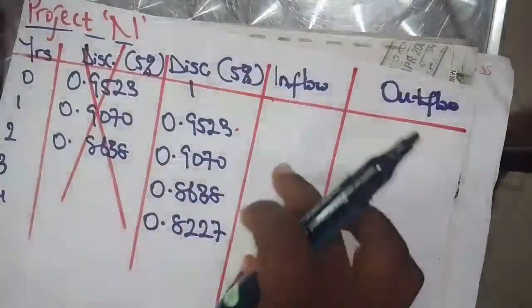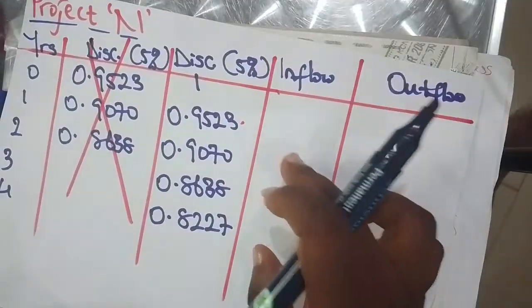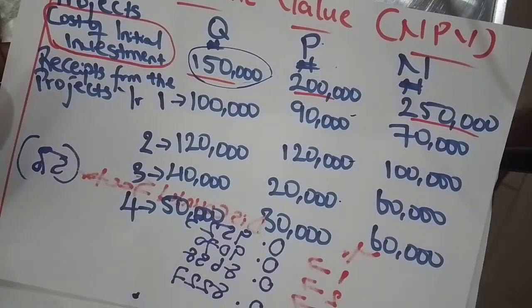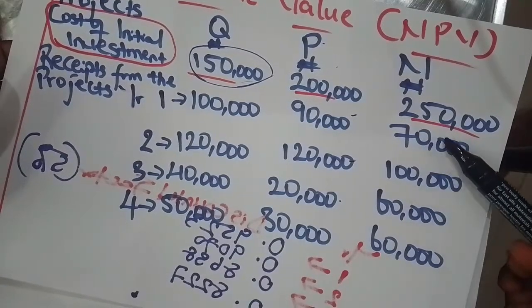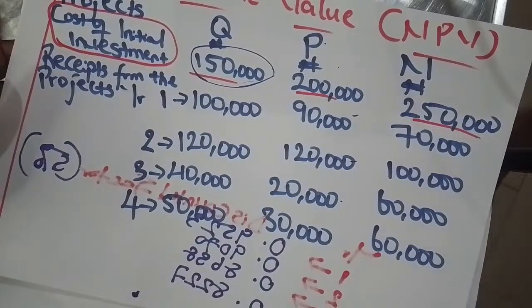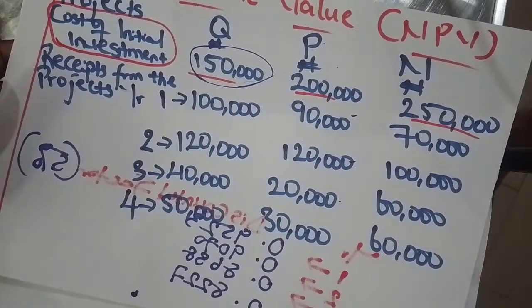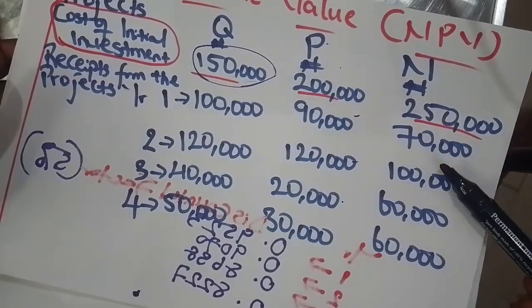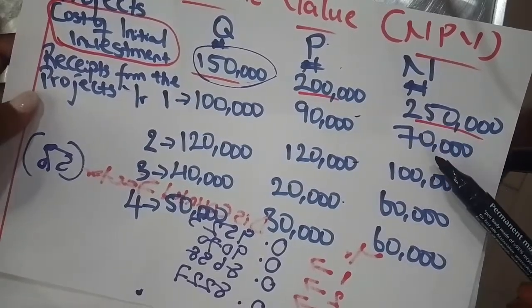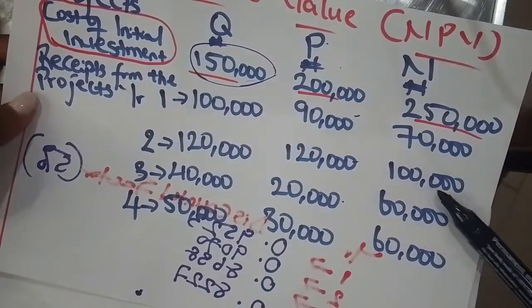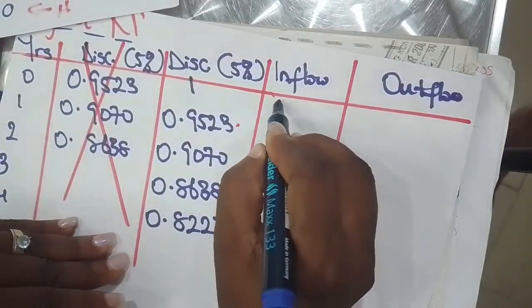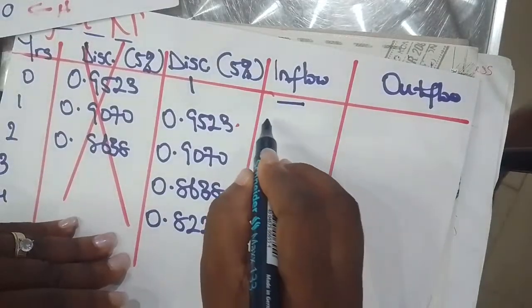So, what do we fill in here? What's the inflow? I suppose you got that. We are solving for project N. These are the inflows. So you're going to take these figures: 70,000, 100,000, 60,000, 60,000. Remember, for the first year, when they started, there was nothing.